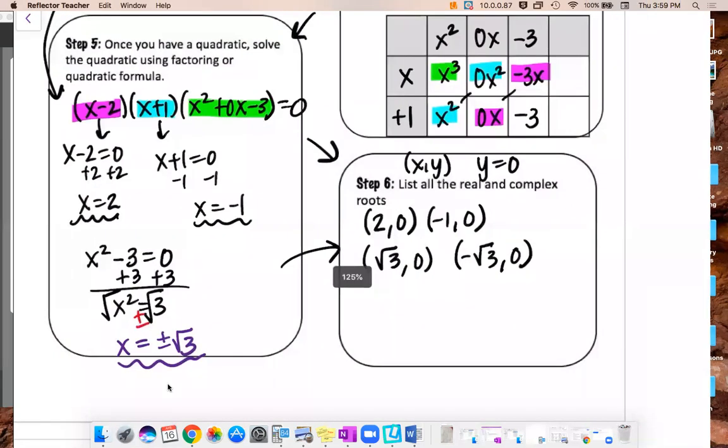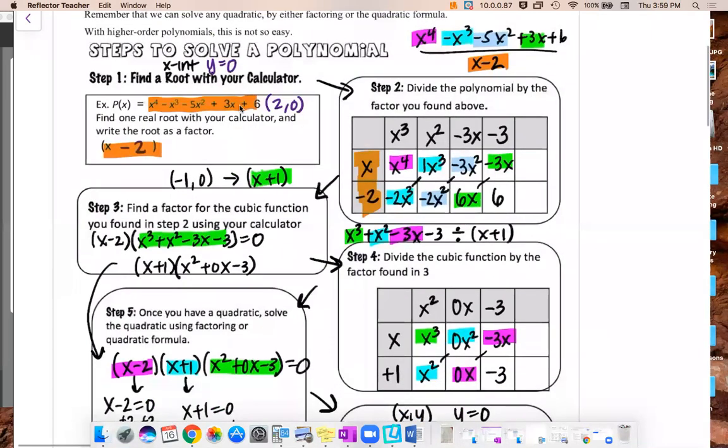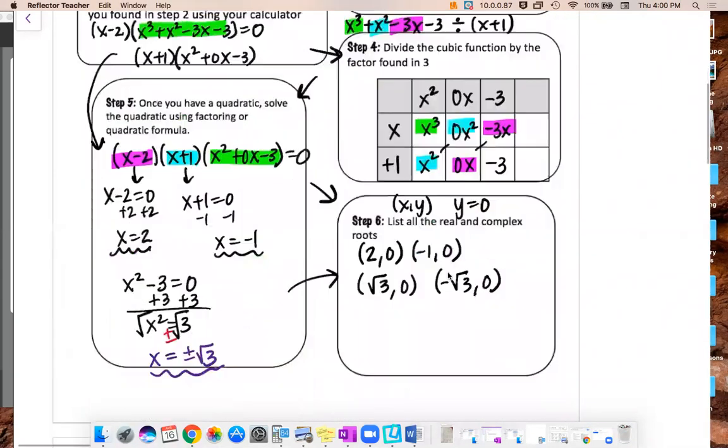So you guys are officially done. Let's just go through the steps one more time. Plug this equation in your calculator, find a root or an x-intercept, change it into a factor, do division, and then continue to do division until your answer is a quadratic. And then once you have a quadratic, you take all of these things, set them equal to 0, and solve. Okay, so we're going to do one more example.